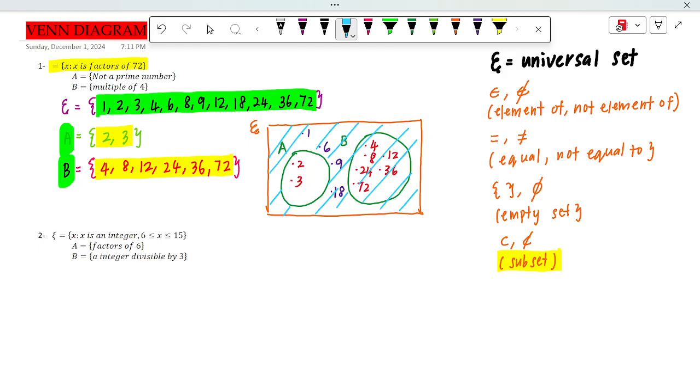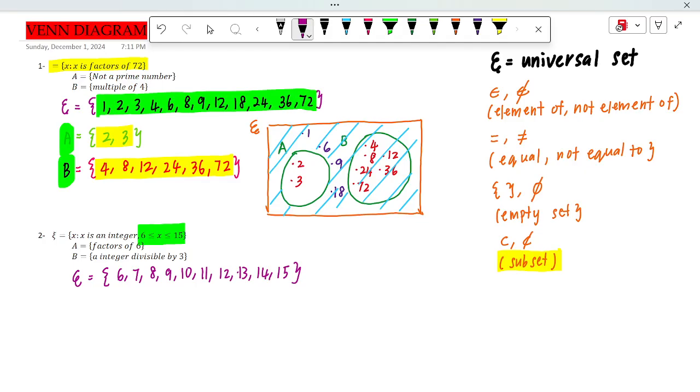Second question. X is an integer between 6 to 15. So be careful with the symbols being used here. Here you have to check. You will be able to take the 6 and 15 because it's more or equals to and less or equals to. So first step, list out your universal set. Your universal set will be integers between 6 to 15. Integers are numbers, so 6, 7, 8, 9, 10, 11, 12, 13, 14 and 15.